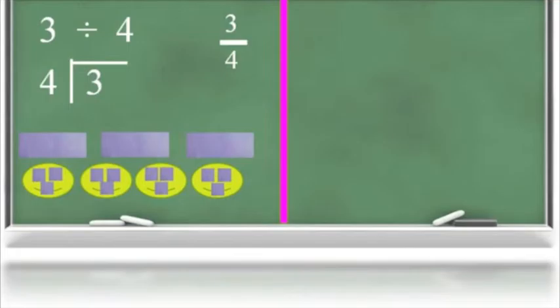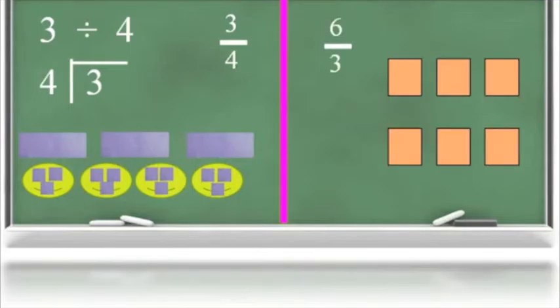This can be related to other division expressions as well, such as 6/3. 6/3 can be understood as 6 split equally into groups of 3, which gives us 2 whole groups.